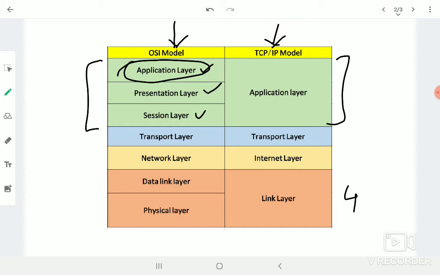So the next layer is the presentation layer. What does the presentation layer do? The presentation layer makes sure that the applications understand each other. So I'll take an example. Let's say you go to a bank and you want to withdraw some amount of money.